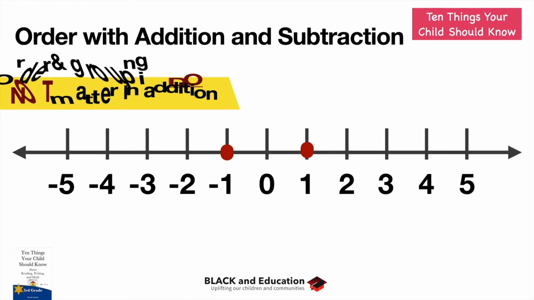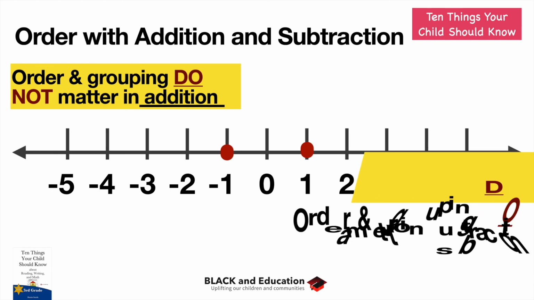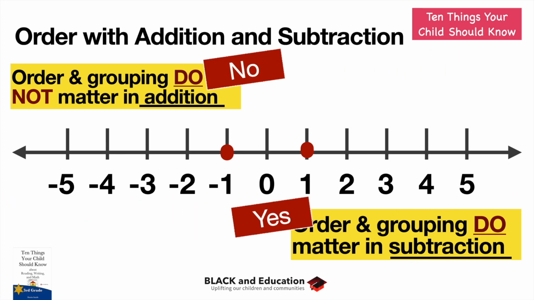So just a couple things. There's just 2 things you need to remember. When it comes to grouping and order, they do not matter when it comes to addition. Whatever way you group it, however you order it, you're still going to get the same result when it comes to addition. But when it comes to subtraction, how you order something does matter. So does order matter when it comes to addition? No. Does order matter when it comes to subtraction? Yes.